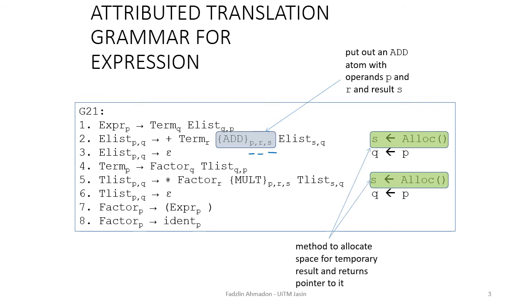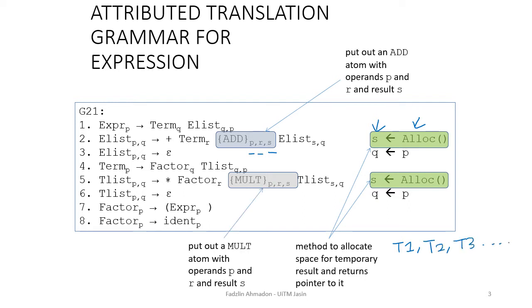And then we will also have attribute computation rules. So this particular method here will be called when we are finding the attributes for S. This allot method is a method to allocate space for temporary results. Therefore, if we call allot for the first time, it will return T1. If we call it for the second time, it will return T2. Third time, T3, and so on.